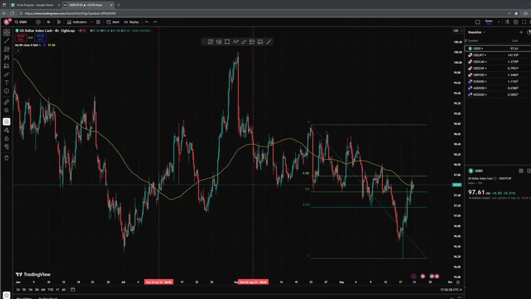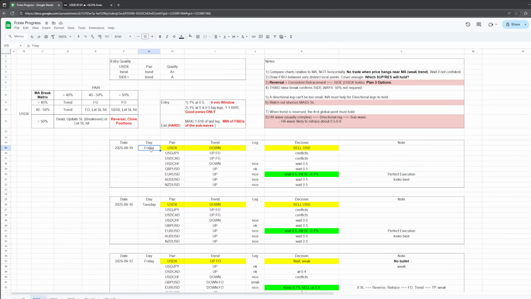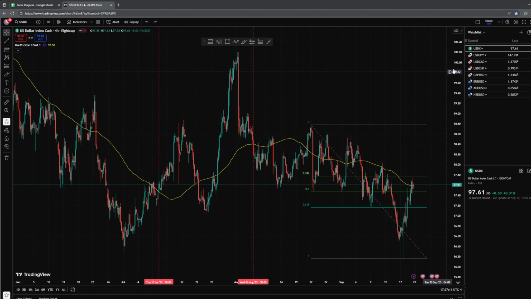So let's write it down. Today is September 19th, Friday. USD index trend is down. Our decision overall is to look for opportunities to sell USD.